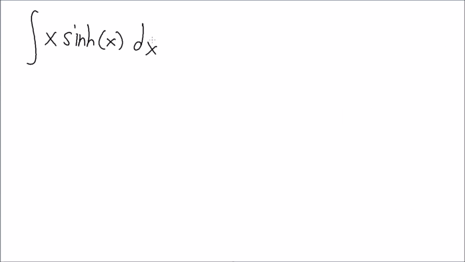So what do we do here now? Well, you could just integrate by parts. Again, it's very easy. You don't have to worry about alternating the signs, right?